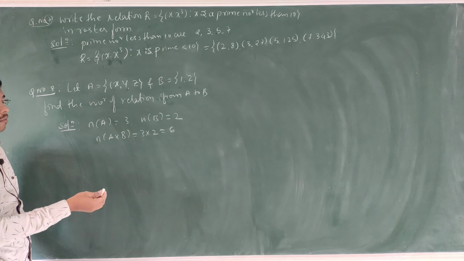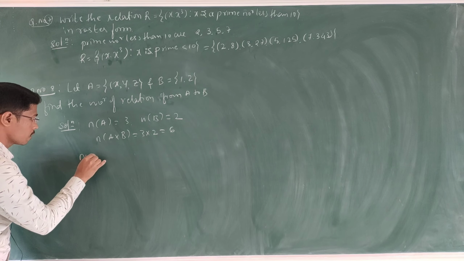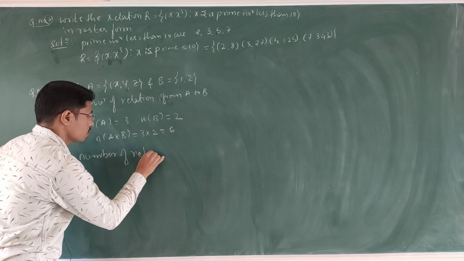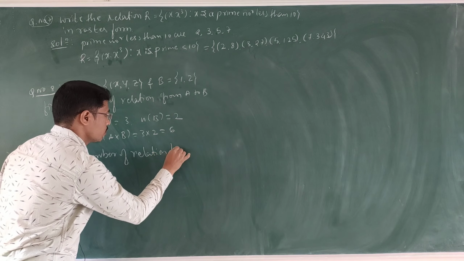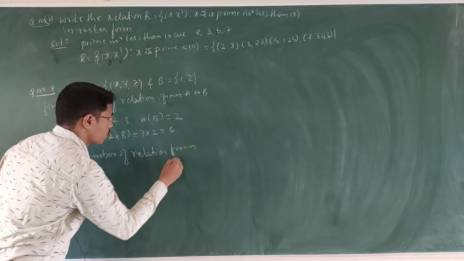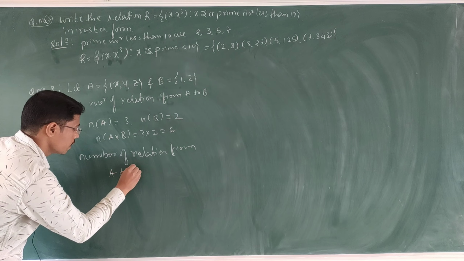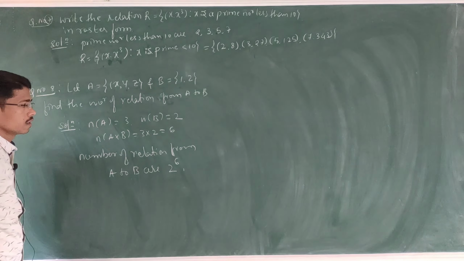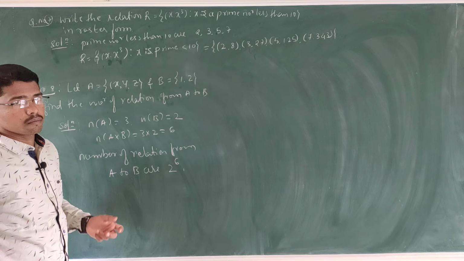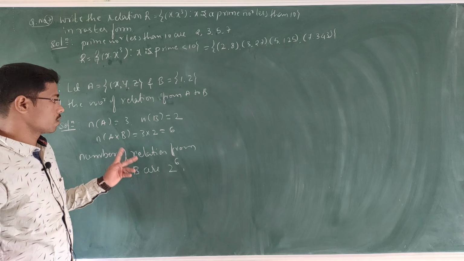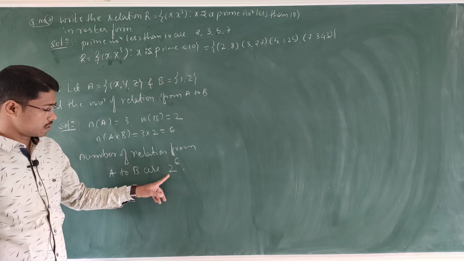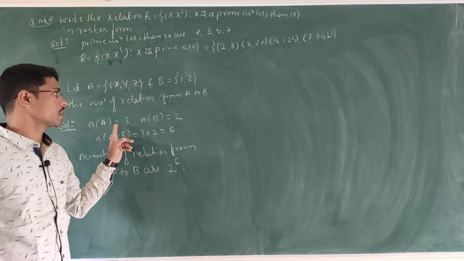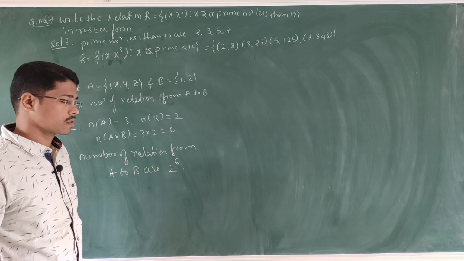Then the number of relations from A to B is 2 power 6. So we get 2 power 6 as the number of relations from the set A to the set B. It means we will get 64 relations from the set A to the set B, 2 power 6 relations.